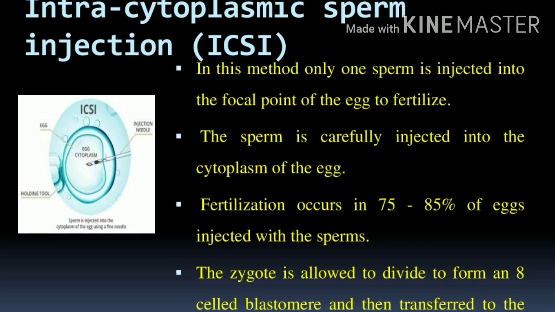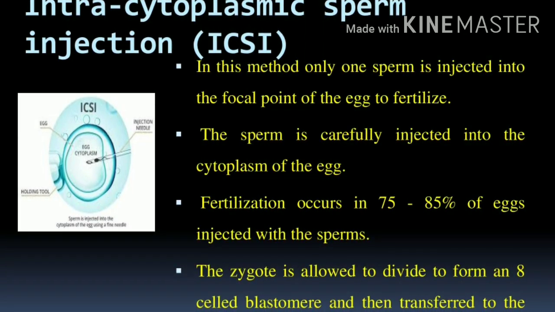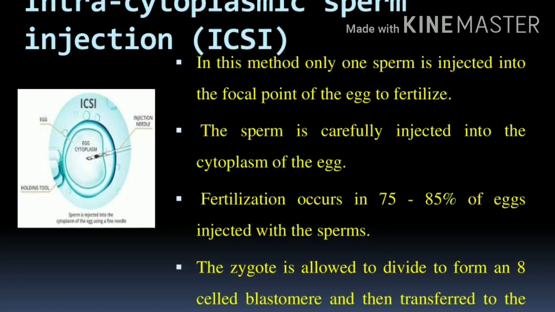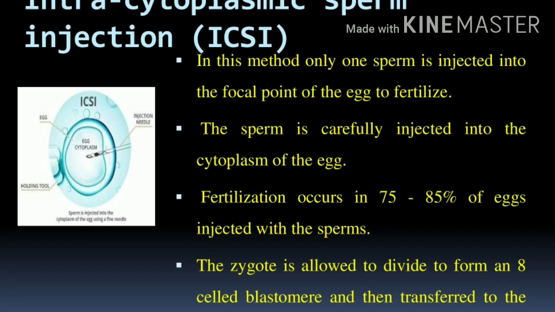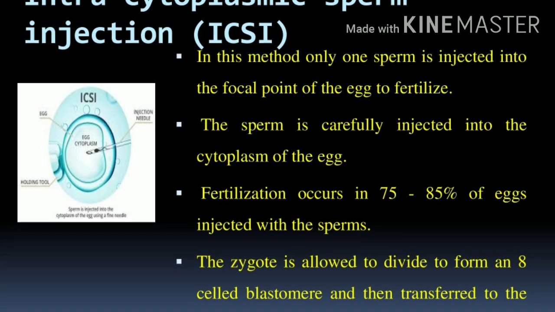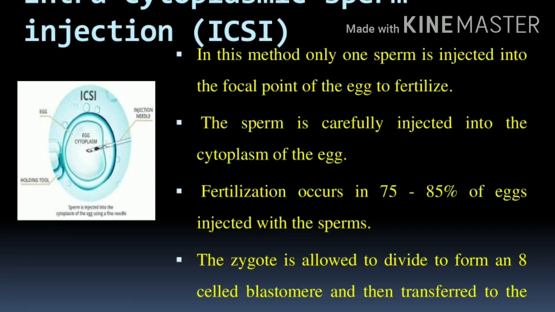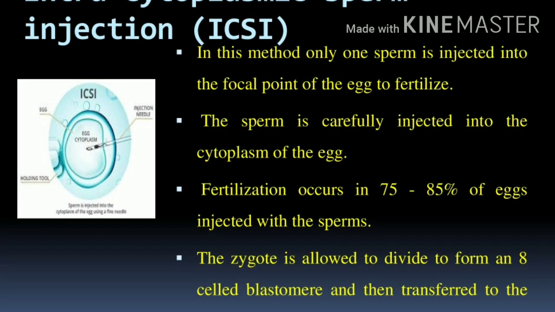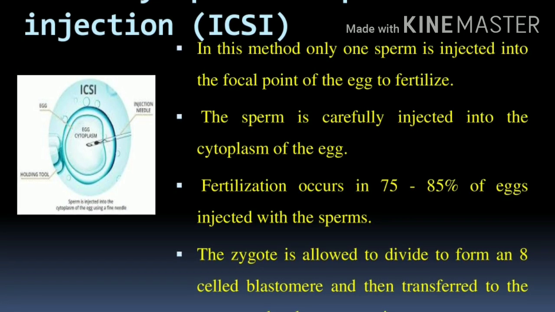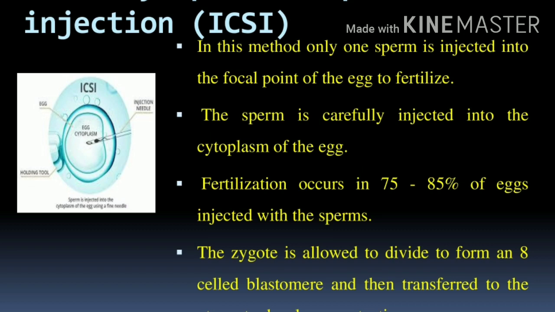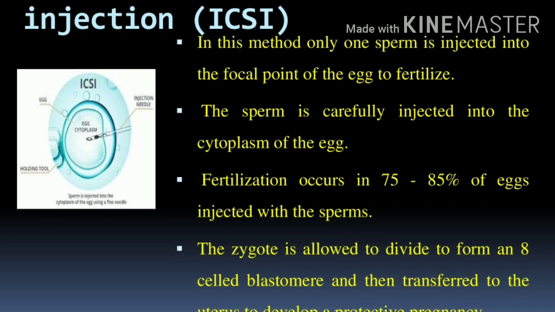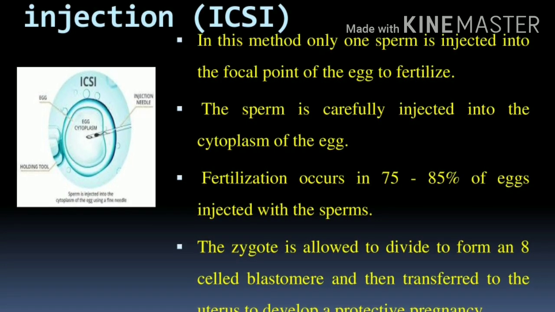Fertilization occurs in 75 to 85% of the eggs injected with sperms. Fertilization occurring means what is next? That is the zygote. The zygote forms an 8-celled blastomere, and then it is transferred to the uterus to develop a productive pregnancy. Can you understand? What is ICSI? Only one sperm is injected into the cytoplasm of the egg. Fertilization occurs in 75 to 85%. Next, zygote formation, the 8-celled blastomere, and then transfer to the uterus to develop a productive pregnancy.